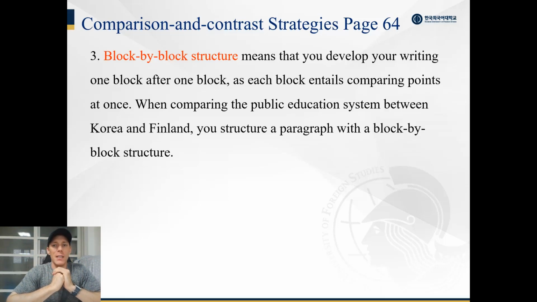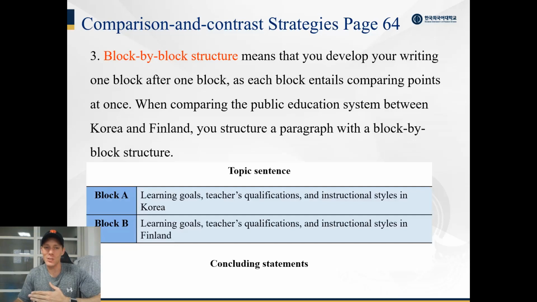So when comparing the public education system between Korea and Finland, you would make a structure like this for block by block. So if you look carefully, you can see topic sentence is always first. I'm comparing blah, blah, blah, blah, blah, like that. And then in block A, so your first writing part, you put everything about Korea. Learning goals, teacher qualifications, instructional styles, all about it in one. And then the second one, you're going to put the learning goals, qualifications, instructional styles of Finland all together. So you're writing it all at one time, saying every point about it.